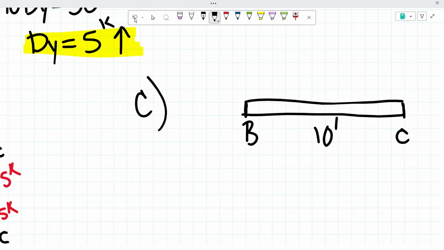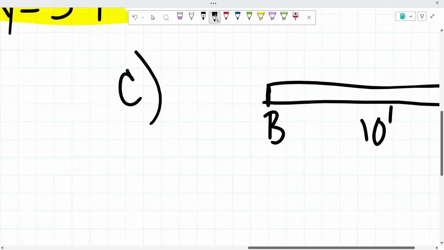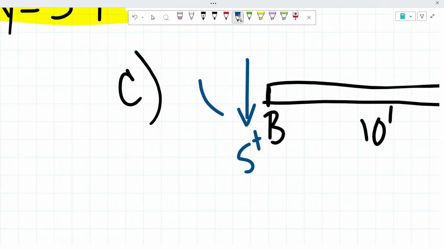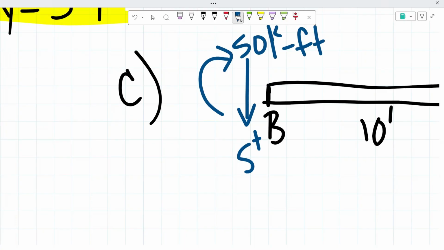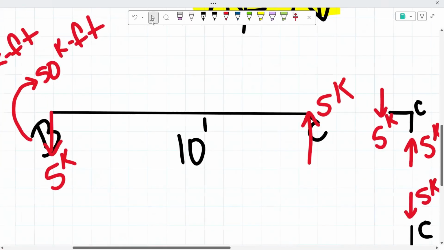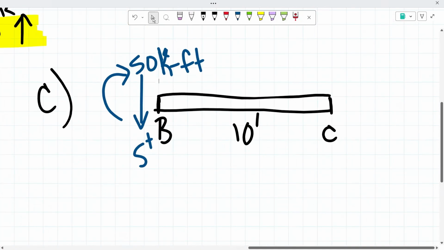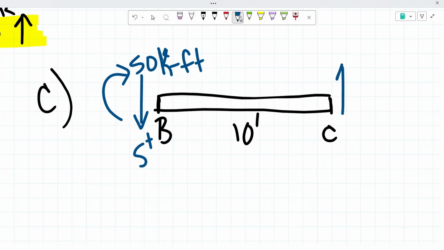We know that there's a force of 5 kips acting downwards, and we have a clockwise moment of 50 kip feet acting right here. We know this because we already determined the member end forces of each beam, so we took that information from right here. Now we also add the information for this side of the beam, which was just the 5 kips going upwards.